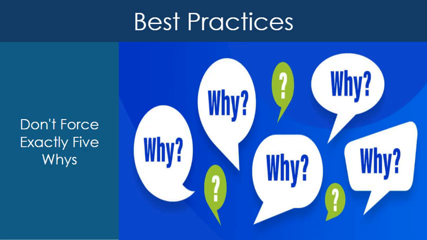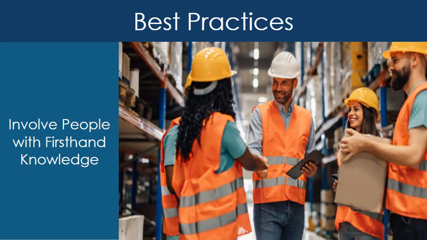Don't force exactly 5 whys. Stop when you reach an actionable root cause that will prevent recurrence. Some problems need 2 or 3 iterations, others need 7 or 8. What matters is reaching a systemic issue you can actually address, not hitting a magic number. Involve people with first-hand knowledge. You need team members who have direct knowledge of the process, witness the problem, understand the systems affected, and can implement solutions. A room full of managers who haven't touched the work in years produces theoretical analysis. The right mix depends on your specific problem.